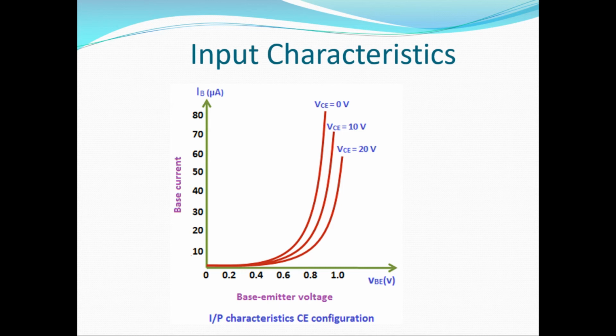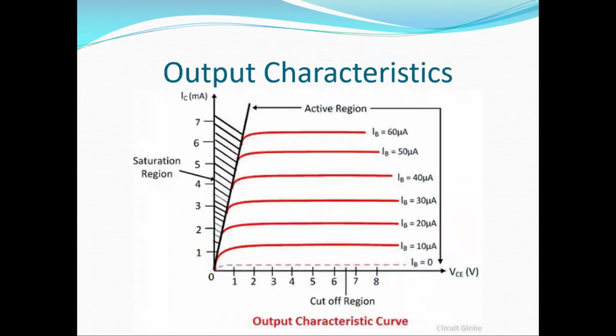For a given value of VCE, the curve is just like the diode characteristics of a forward bias region. Here, the emitter base is a PN junction diode, which is forward biased. This junction becomes a better diode as VCE increases. That is, there will be a greater IB for a given VBE as the VCE increases, although the effect is very small.